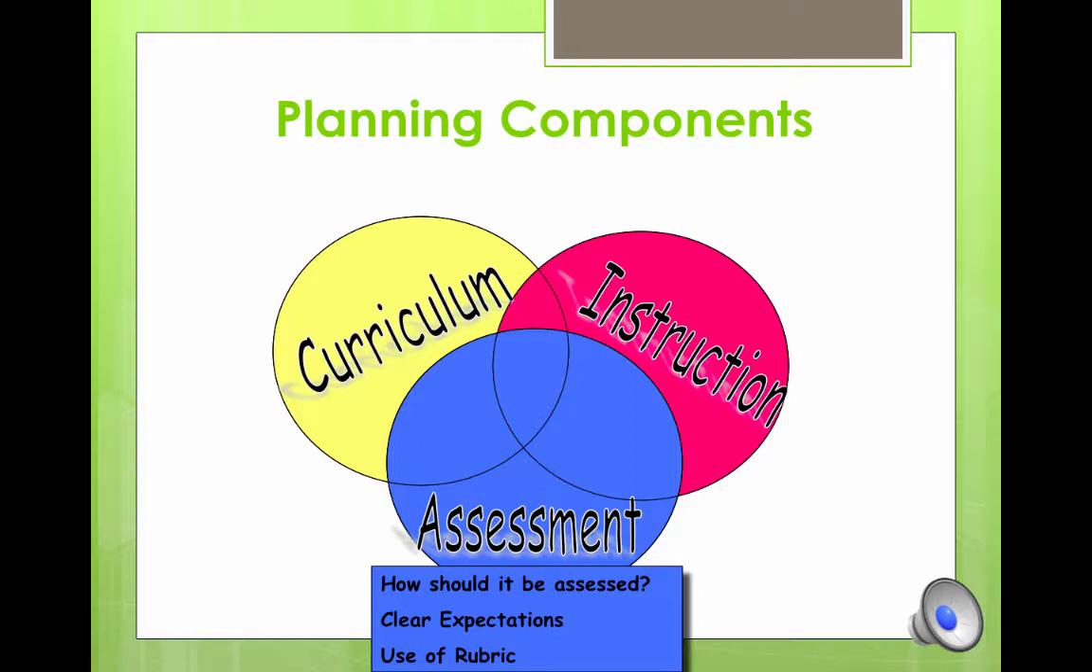So curriculum, instruction, and assessment are the three big planning components as you begin to think about how to develop your collaborative lesson plan.